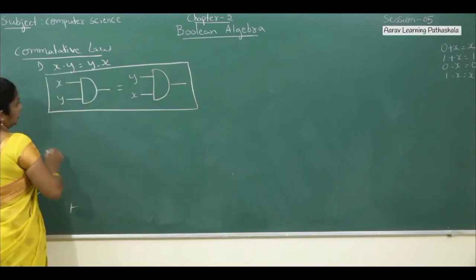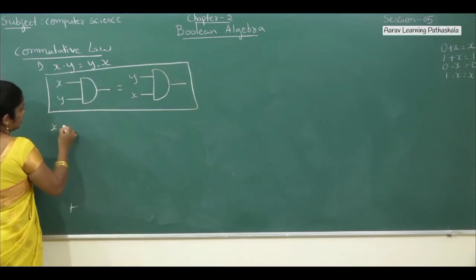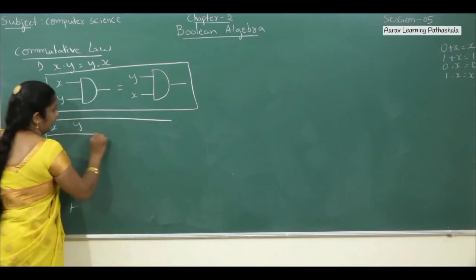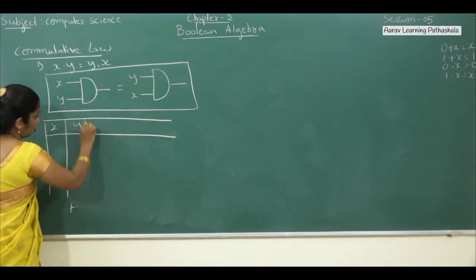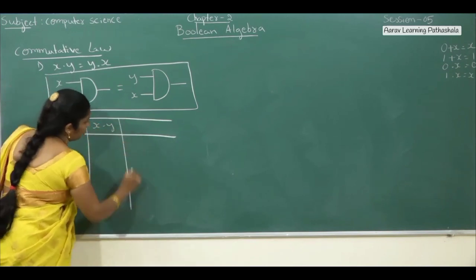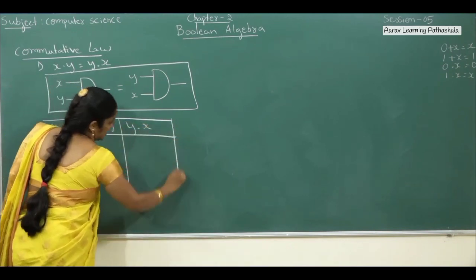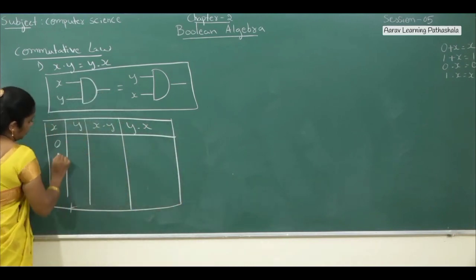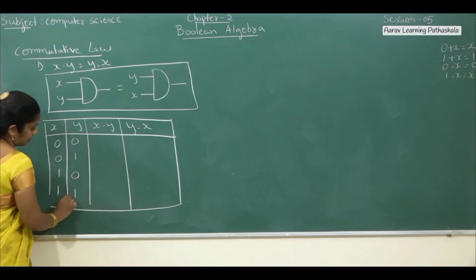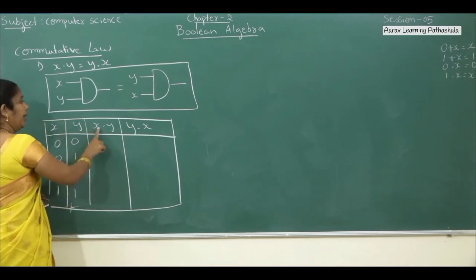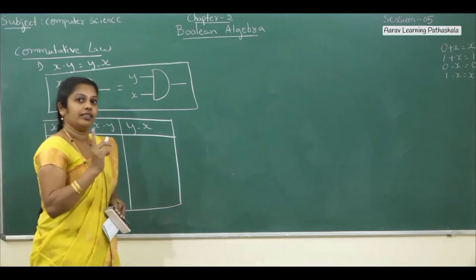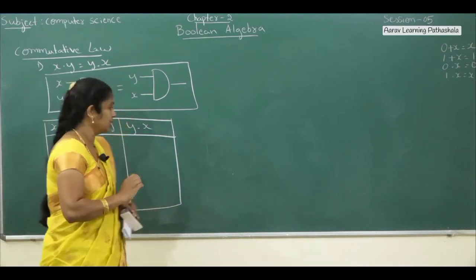Now, how to write the truth table? First x and then y. How many combinations will we get? Only two variables, that's why four combinations we will get. One is x into y and one more is y into x. Now, two zeros, two ones: 0, 1, 0, 1. Now, in the dot operator, in multiplication, if all the inputs are 1, then only the output becomes 1. Otherwise, it is 0.